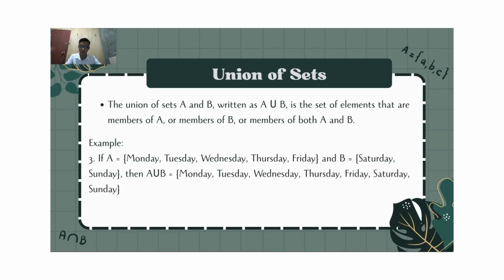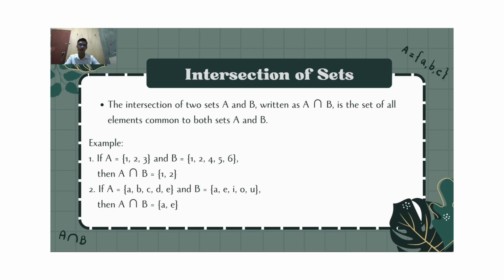Another example, we have set A again: Monday, Tuesday, Wednesday, Thursday, Friday, and set B is Saturday, Sunday. Then A union B is Monday, Tuesday, Wednesday, Thursday, Friday, Saturday, and Sunday. So that's the union of sets.